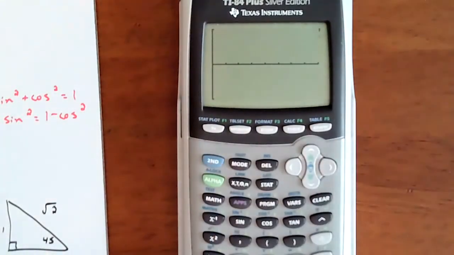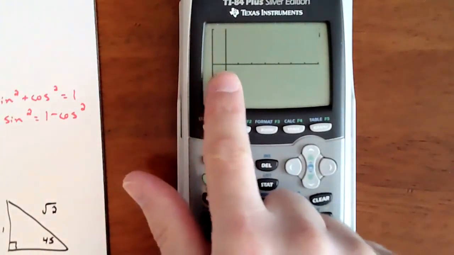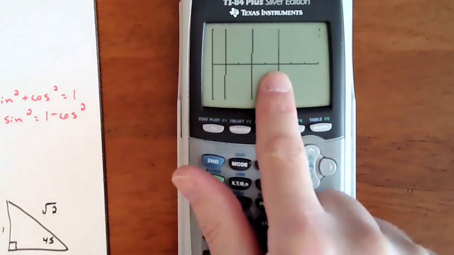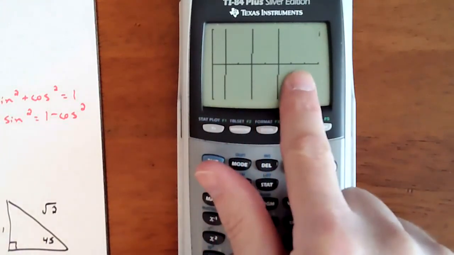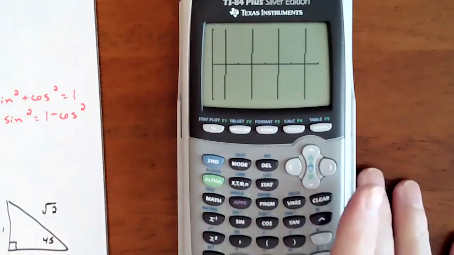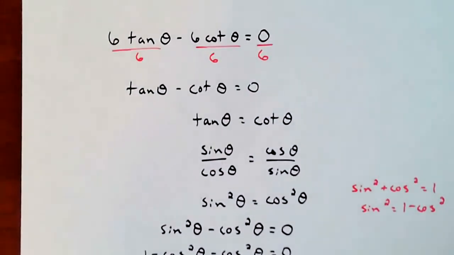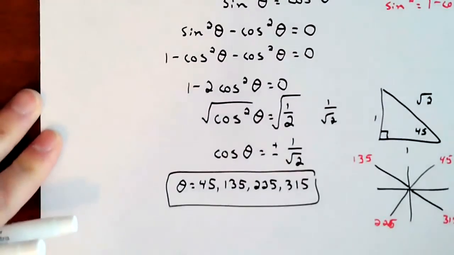Press graph, and that's 45. That's 90, and that's 135. And then that's 180, and then that's 225. Perfect. And then there's my 315. Great. So those are my solutions. I don't miss anything. There's no domain issues. And those are my 4 answers.